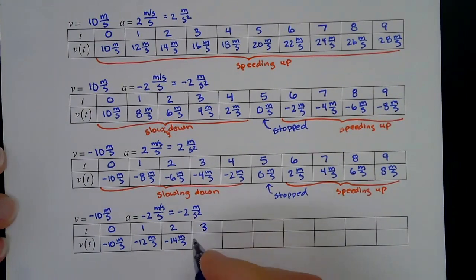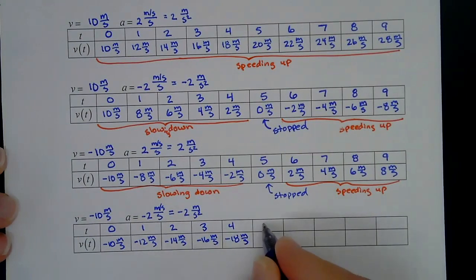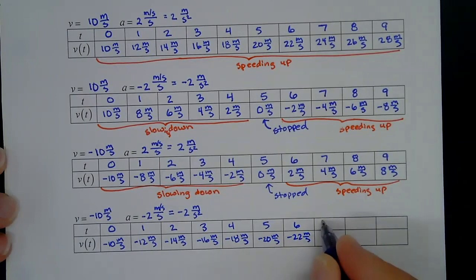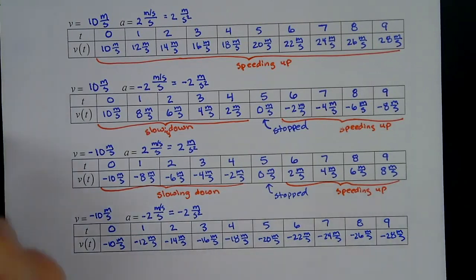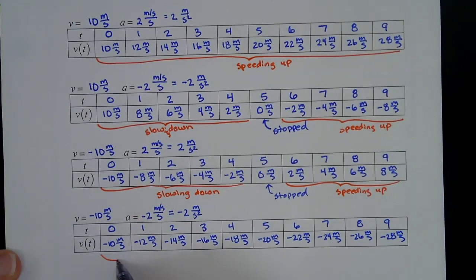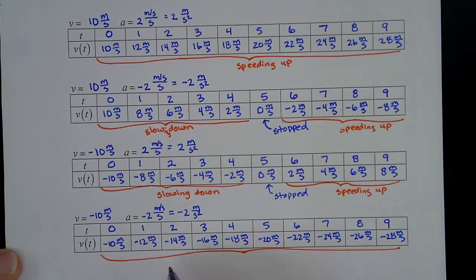So at 3 seconds, we're going to be at negative 16 meters per second. At 4 seconds, negative 18 meters per second. At 5 seconds, negative 20. 6 seconds, negative 22. 7 seconds, negative 24. 8 seconds, negative 26. And 1 second later, it's going to be negative 28 meters per second. Okay, and so we were speeding up the entire time.